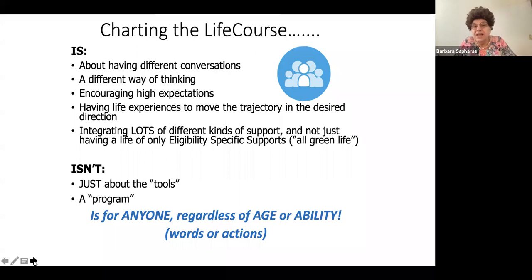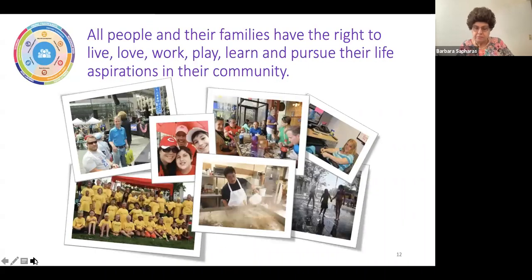So there are no yes buts in Charting the Life course. Yes, but I work with people who don't use words. Yes, but I work with people who are involved with the justice system. Yes, but I work with people with dual diagnosis. Yes, but I work with babies. There are no yes buts. We gather the information from the person, their words or actions, and the people who know them well, family, staff.